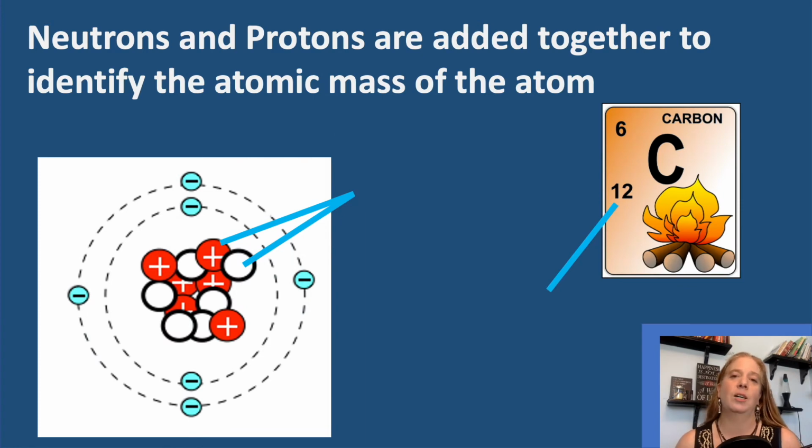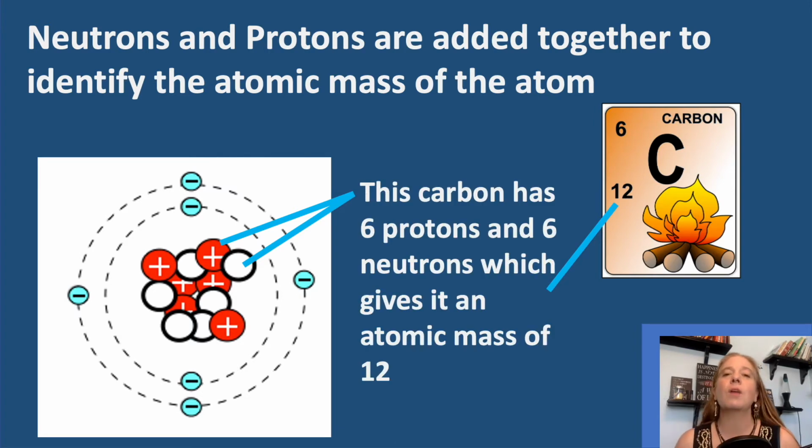Neutrons and protons both have a mass of 1 AMU. So they are used together to identify the atomic mass of the atom. So this carbon atom here has 6 protons and 6 neutrons. If you add them together, that would give them a mass of 12. So carbon has an atomic mass of 12.